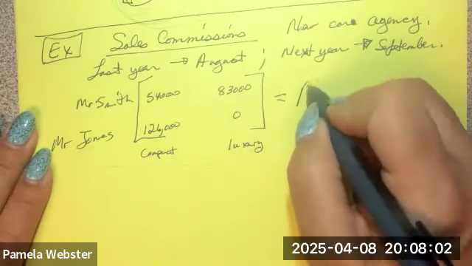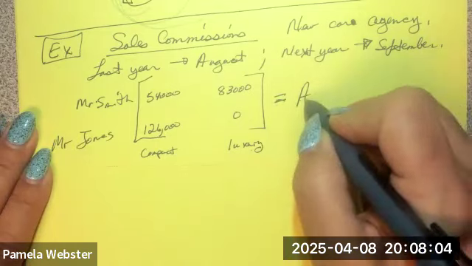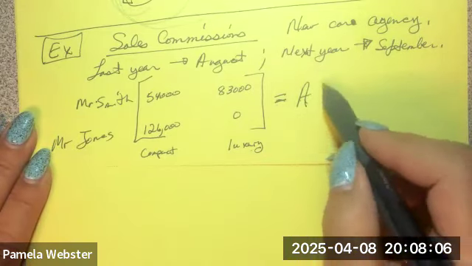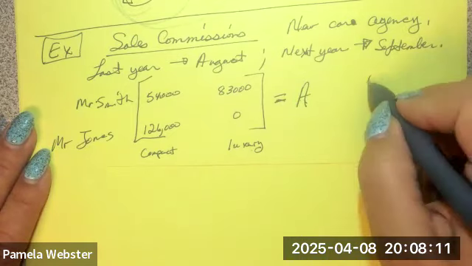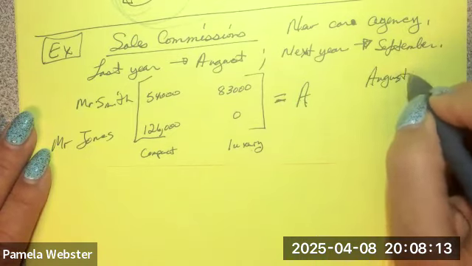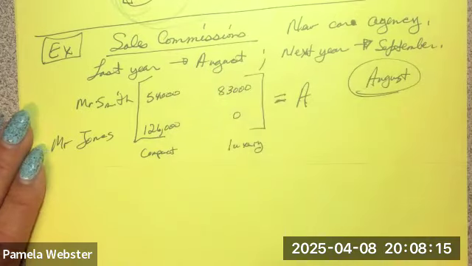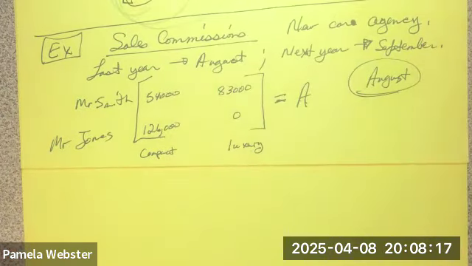We're going to call this matrix A, and what you'll notice is whenever you're dealing with matrix stuff, a lot of times you'll use capital letters. A is going to be August. So this is last year's model. All of these are last year's models for this particular problem.